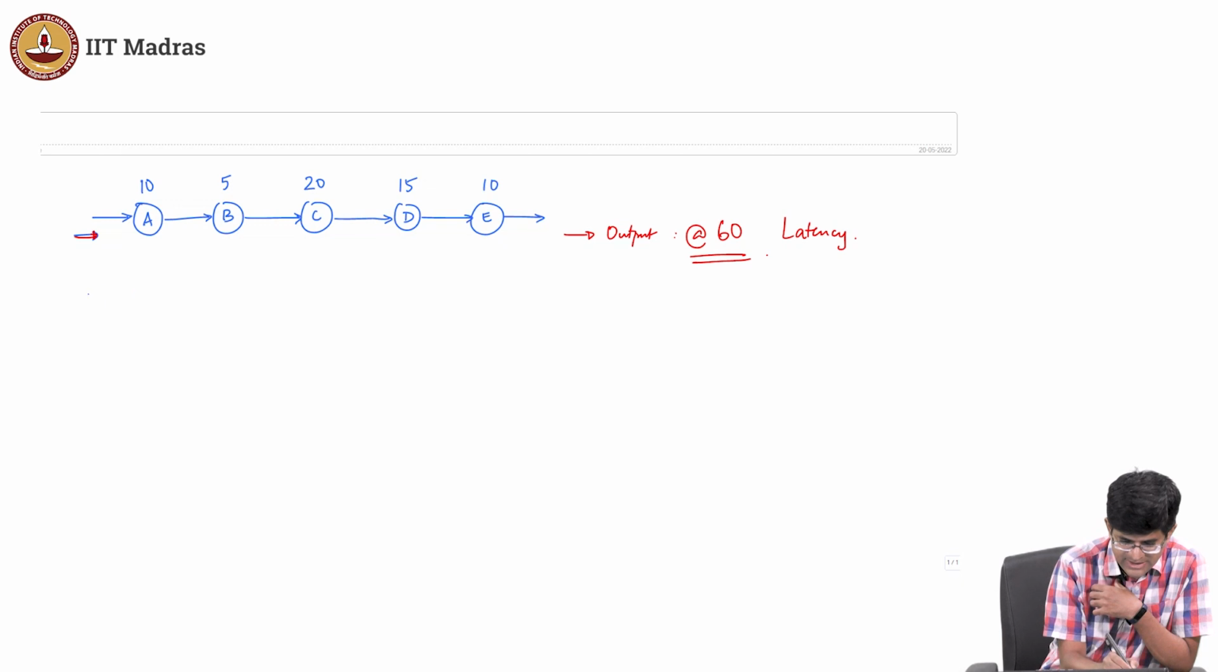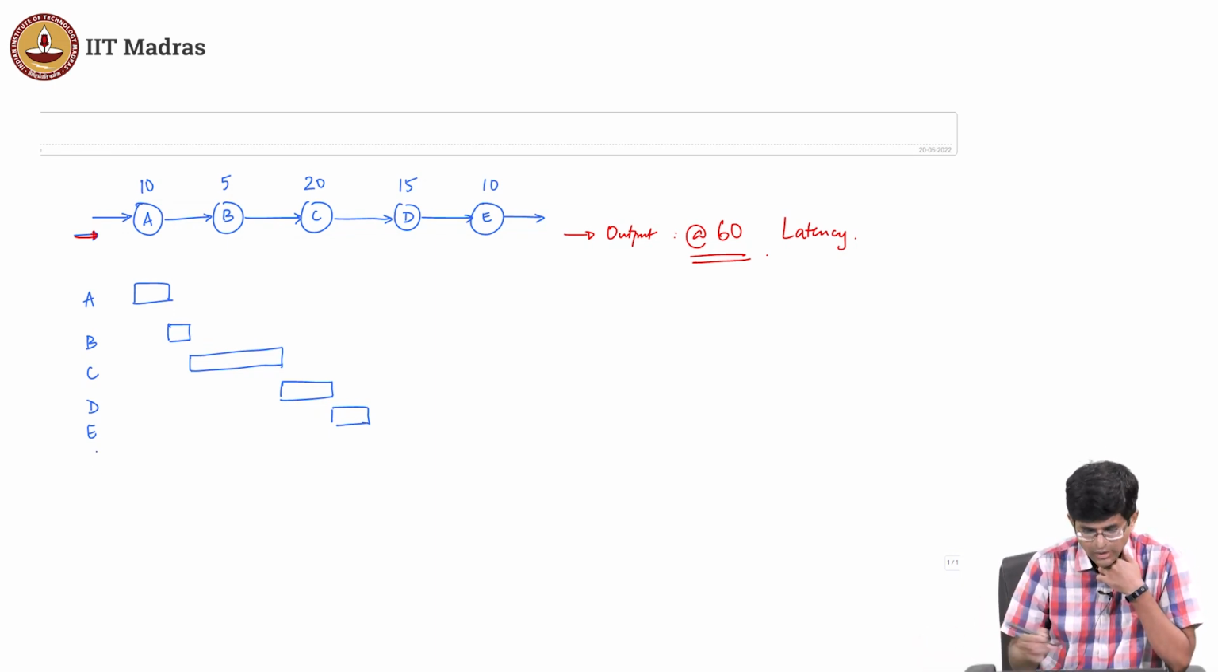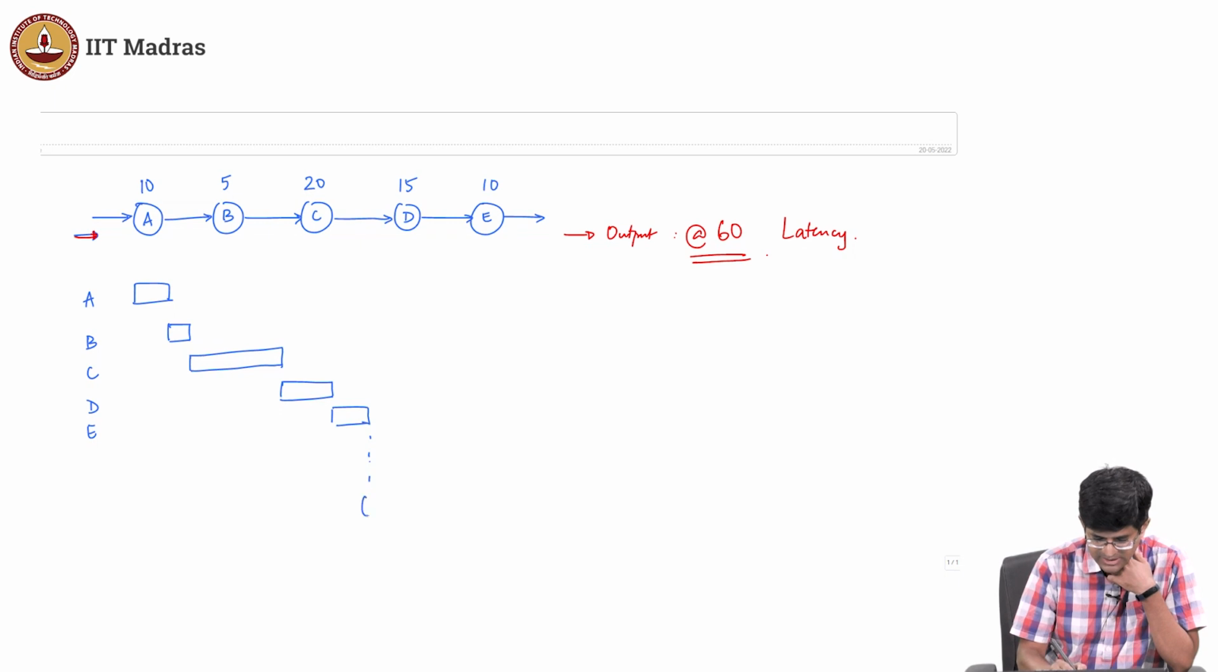What I'm going to do is draw this A, B, C, D, E, F on this axis, and say that first A executes, it takes 10 units of time, then B starts, it finishes in 5. C takes over immediately after that and takes 20. D then starts over there and takes another 15, and E then takes 10, right, there is no F. So in other words, this total latency was 60.